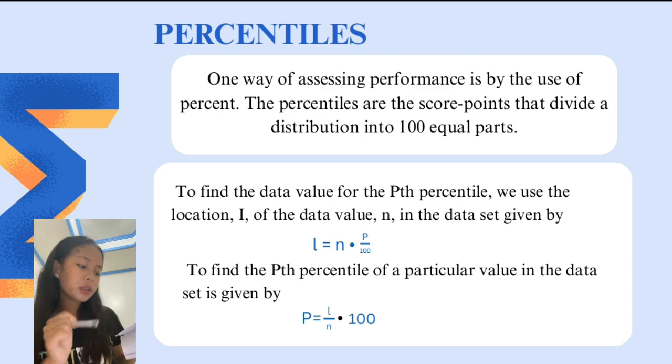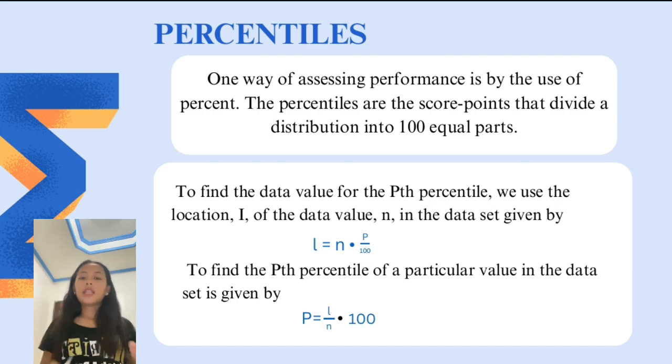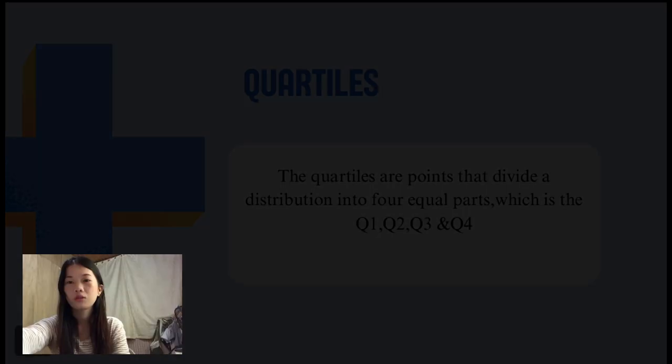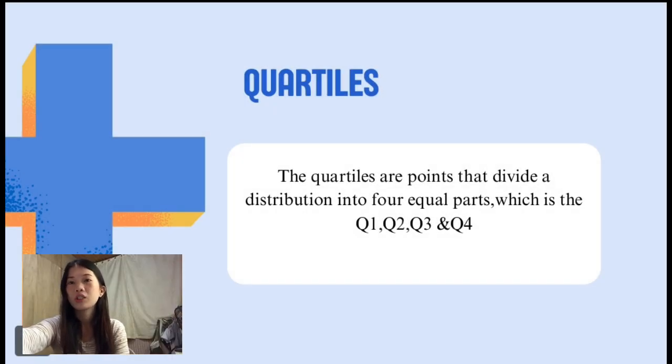So, another example: at the 15th data point, I equal 15, in a data set of 20 data points, n equal 20, the value is 85. Then P equal 15 over 20 asterisk 100 equals 75. Therefore, 85 is the 75th percentile. That's all.